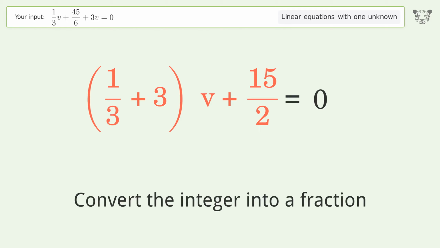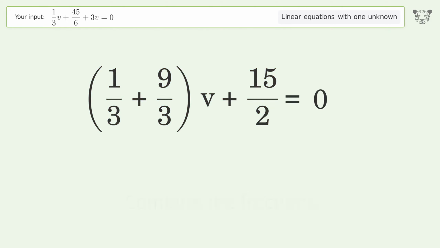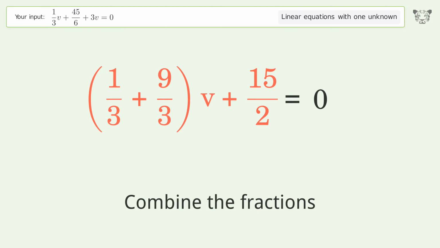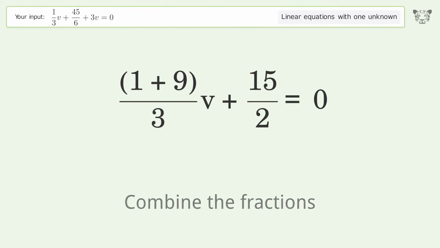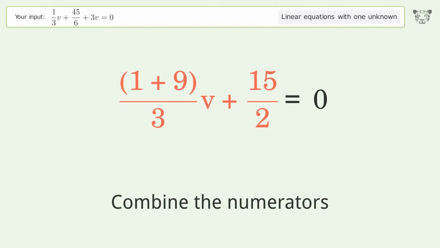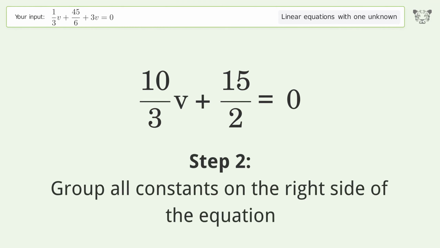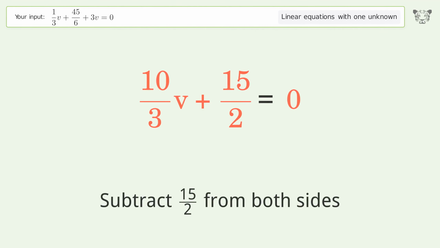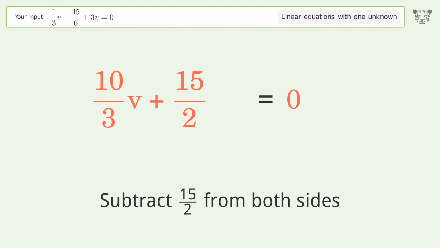Convert the integer into a fraction. Combine the fractions. Combine the numerators. Group all constants on the right side of the equation. Subtract 15/2 from both sides.